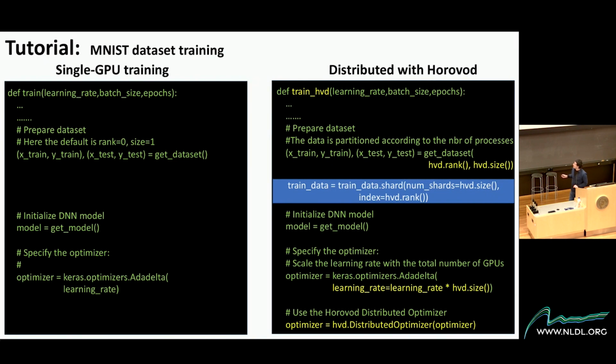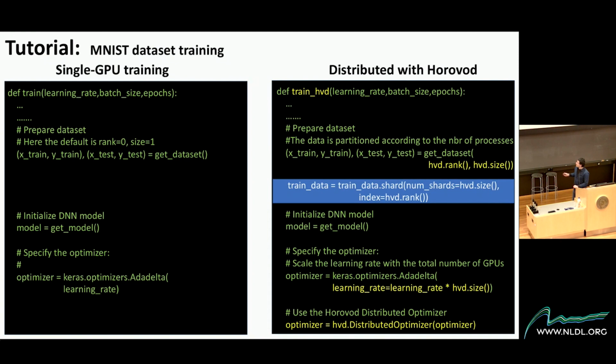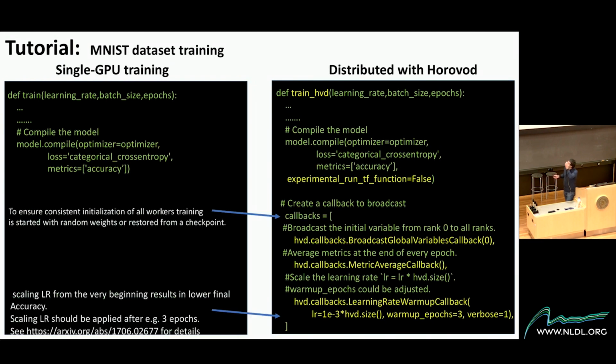And then here is the optimizer. You set up the optimizer here. The modification here is just simply scaling the learning rate. That's the only thing done here. Then you wrap the original optimizer in the Horovod distributed optimizer, and then the next step is compiling the model. You compile the model here.